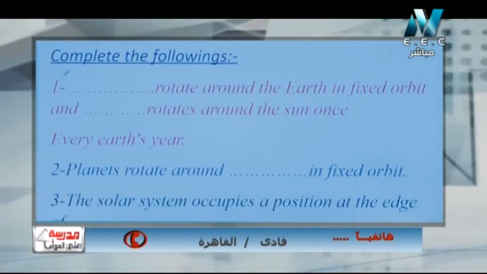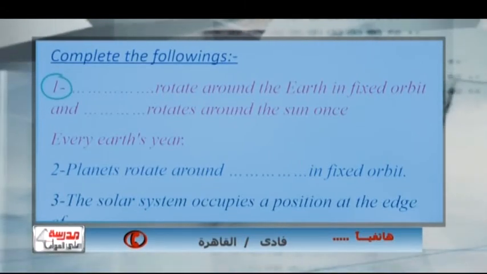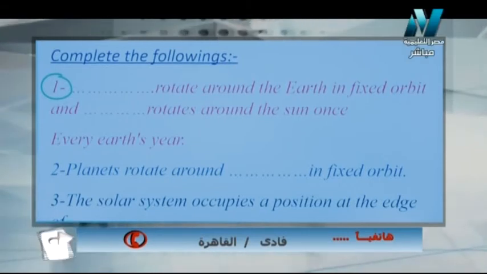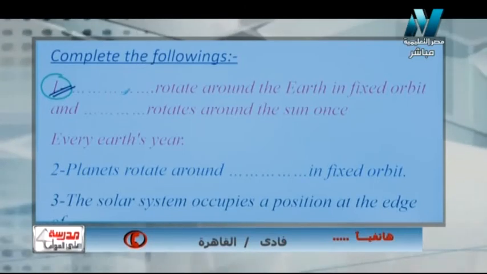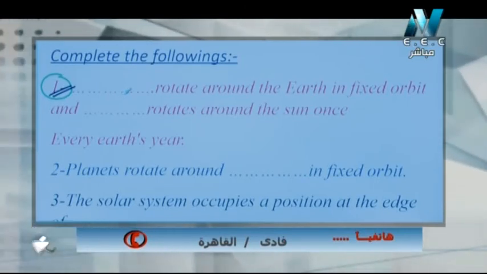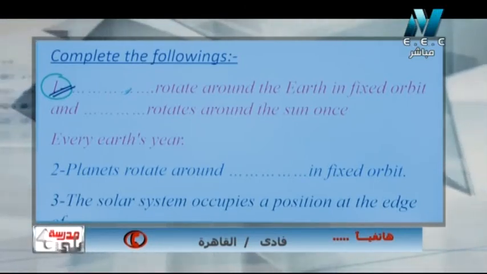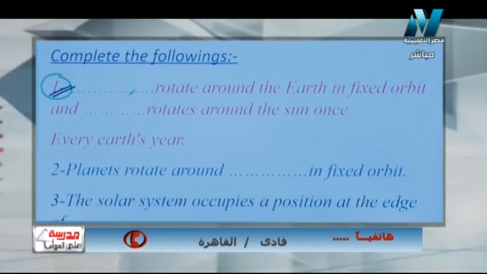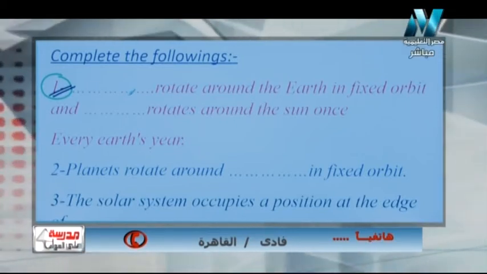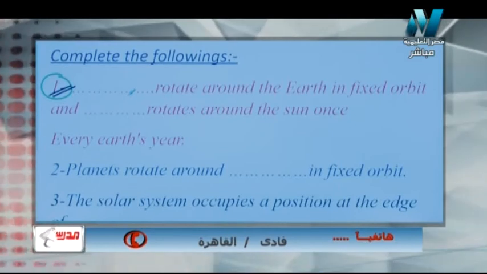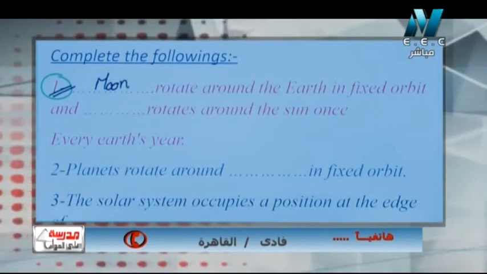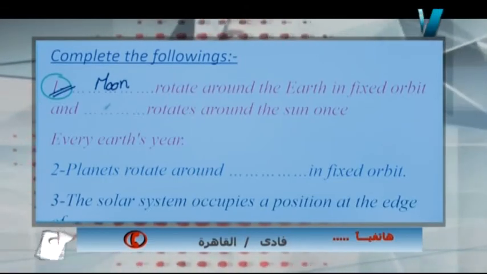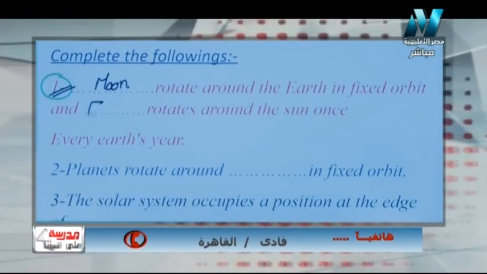Number one. Read and answer. Rotates around the Earth in a fixed orbit, and it will rotate around the Sun once. Rotates around the Earth, the Moon? Moon, yes. Rotates around the Sun once, the Earth itself. Rotates around the Sun, yes, the Earth.